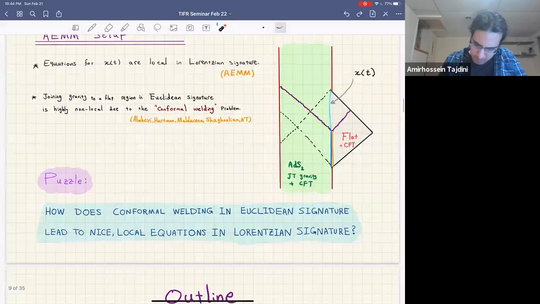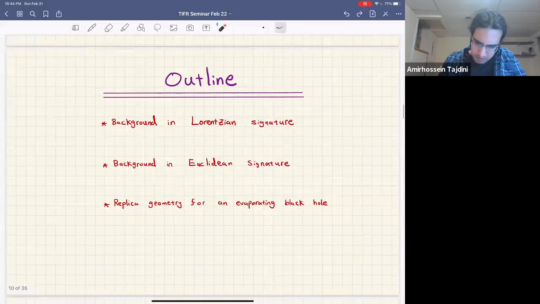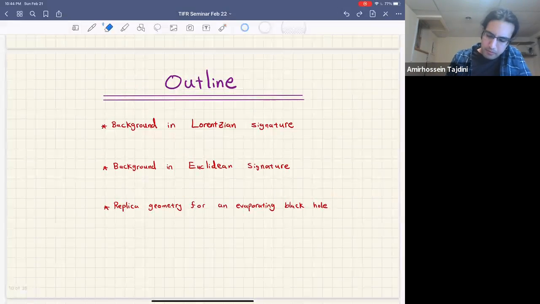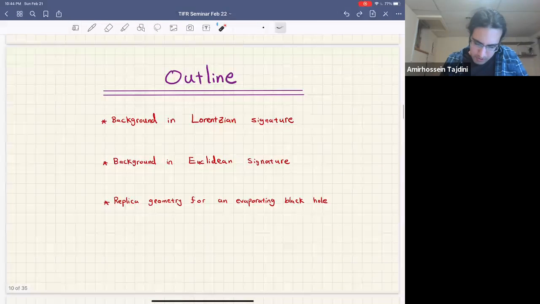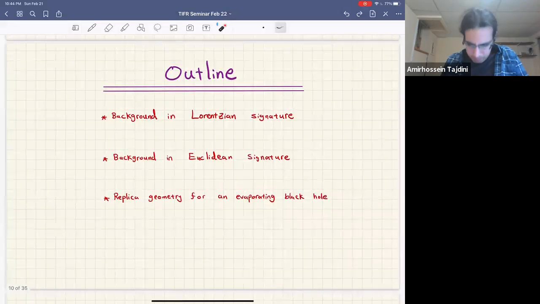Okay, with these two things, this is the outline of my talk. I will first tell you a little bit about this background that we're going to use in Lorentzian signature. Then we will go back and find how to get this background from the Euclidean path integral. Once we know that, we can start thinking about the replica geometry and construct the replica wormholes for these evaporating black holes. So that's the outline.